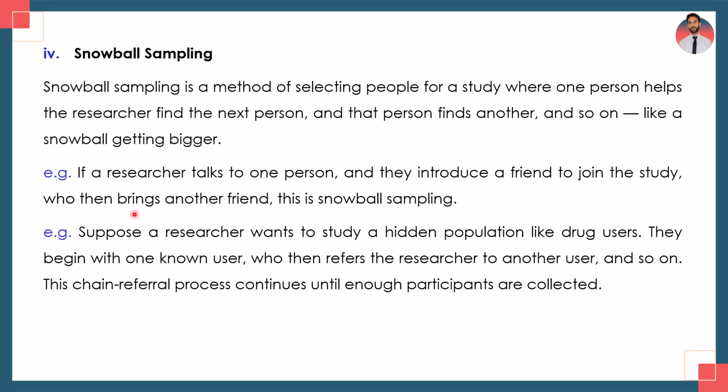Another example is that suppose a researcher wants to study a hidden population like drug users. They begin with one user who then refers the researcher to another user and so on. This chain referral process continues until enough participants are collected. In this sampling, students, we get information from person to person and the sampling units are related to each other, and we get enough information from the participants or units. This is called snowball sampling.